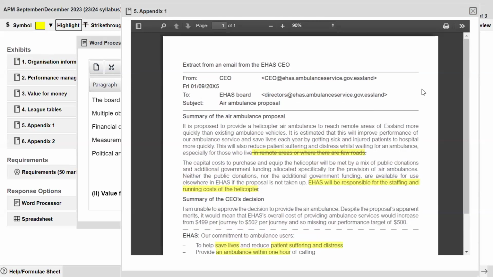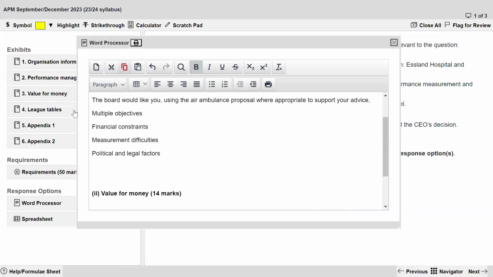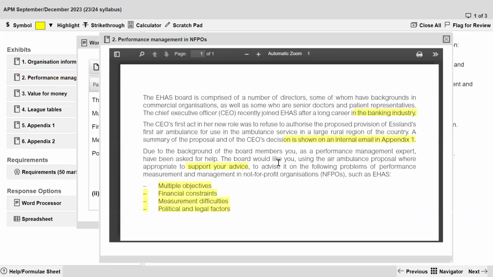Now, so what is he asking? The board, due to background of the board members, you as a performance management expert have been asked to help. The board would like you, using air ambulance proposal where appropriate to support your advice, to advise it on the following problems of performance measurement and management in not-for-profit organizations such as EHAS.